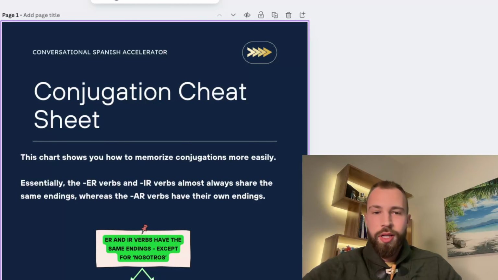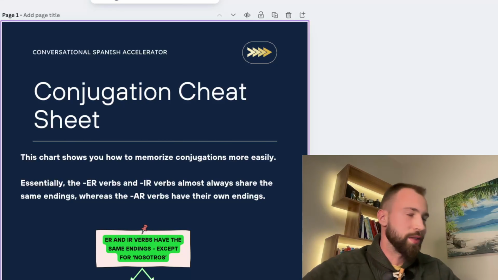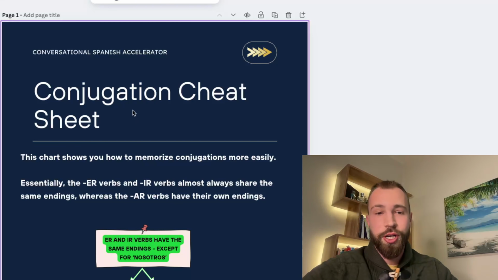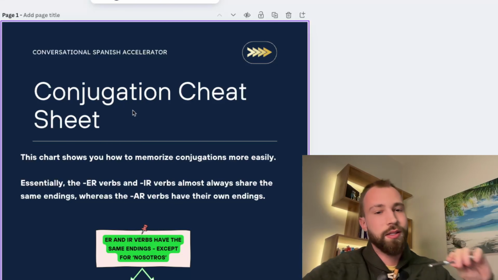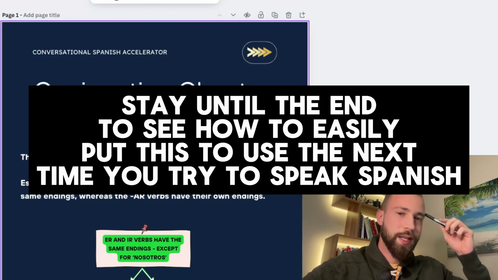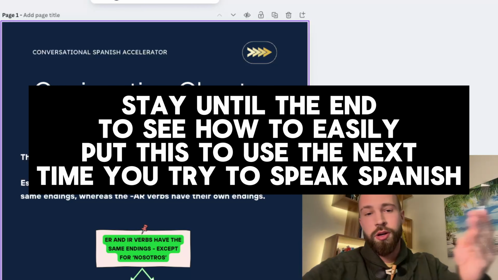All right, you have been struggling with conjugations in Spanish. You don't have to tell me. I already know it because I struggled with them too. So I put together a conjugation cheat sheet to make it very easy to memorize the conjugations. This is basically what I've had in my mind ever since I started learning Spanish.